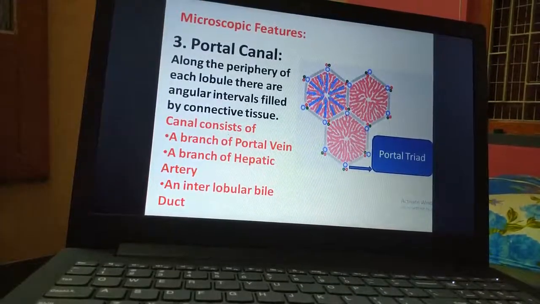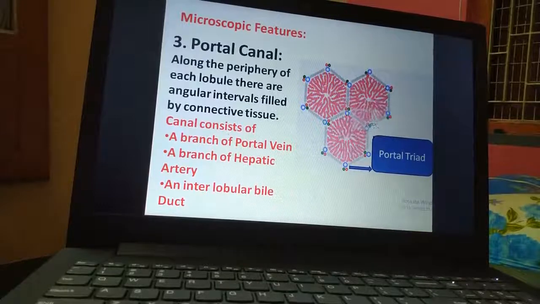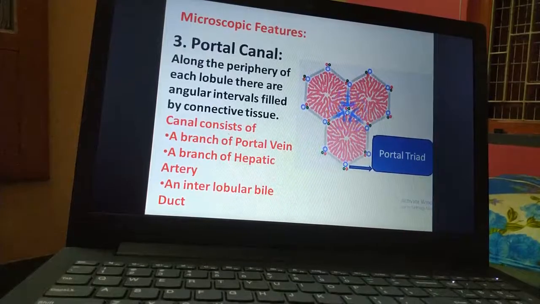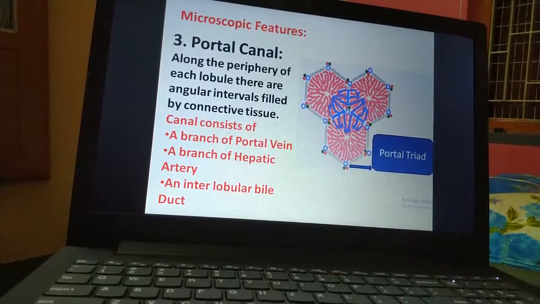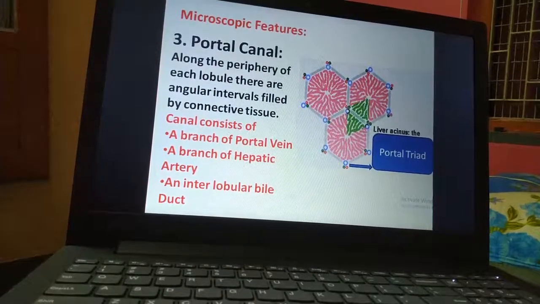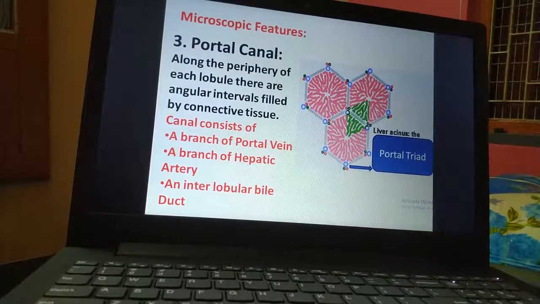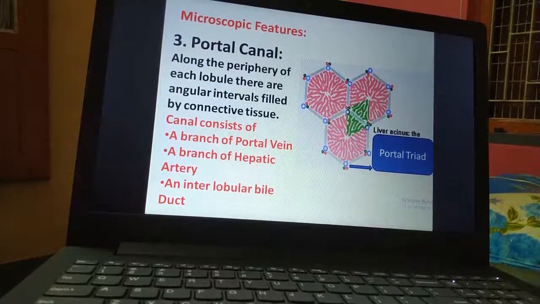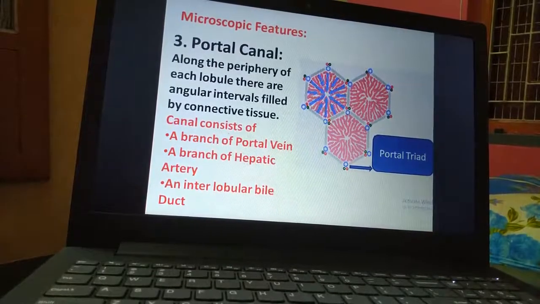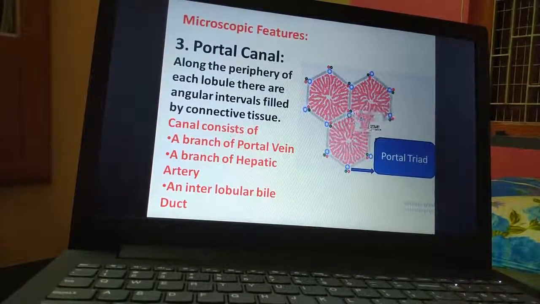Coming to another feature, the portal canal. We observe the portal canal along the periphery of each lobule, at angular intervals filled by connective tissue. This particular portal canal contains the portal vein, a branch of the hepatic artery and the interlobular bile duct. These together are called the portal triad. Where do we observe the portal canal? We observe it along the periphery of each lobule.